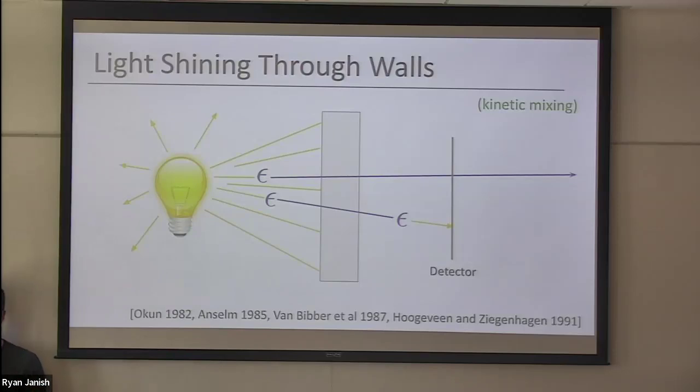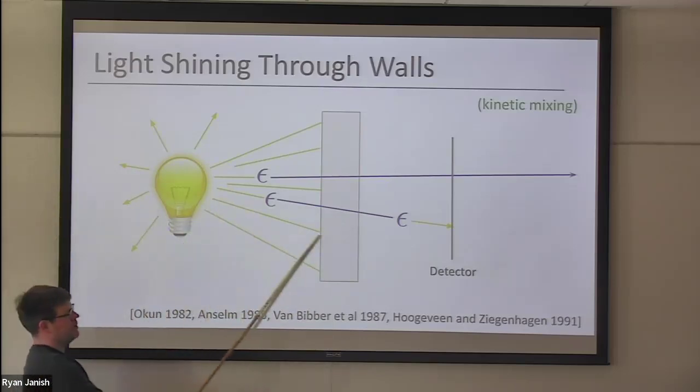In which case you're not going to see this in colliders, but there are other techniques you can use. And a very good idea, which goes back decades, is the idea of a light shining through walls experiment. The basic idea here is you take some light source and produce as many photons as you can. You then filter those out with some opaque screen, something that absorbs photons. And if you had no hidden photon in your universe, then this thing would block all the photons.